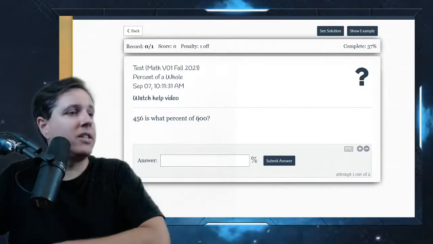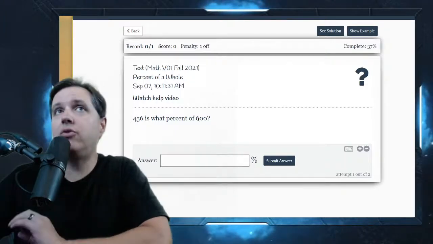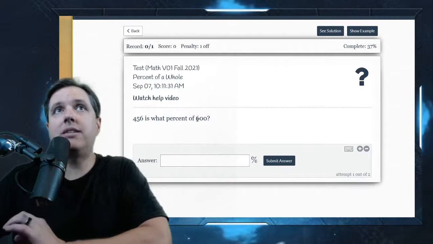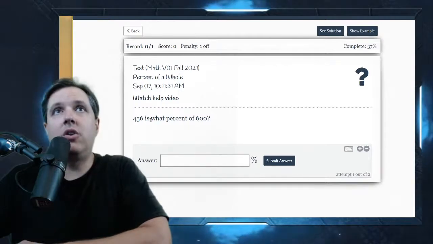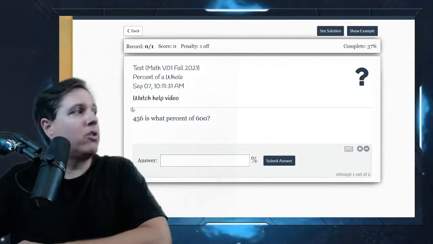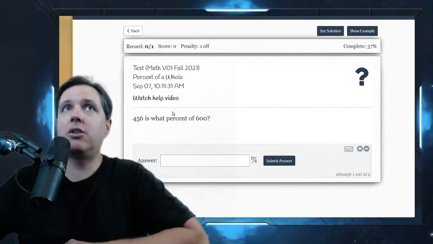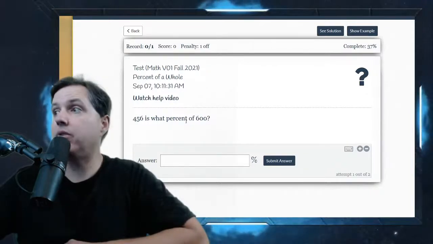456 is what percent of 600? So remember, these are the ones where we use the amount equals base times percent. So here the real question is, obviously the thing we're missing is the percent because they're asking what percent.